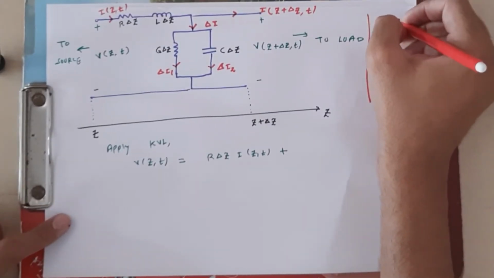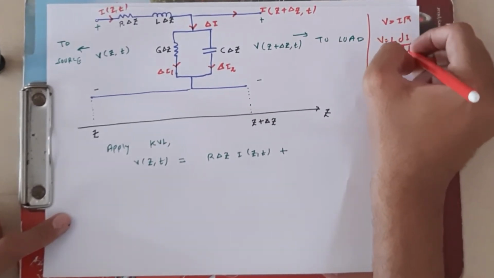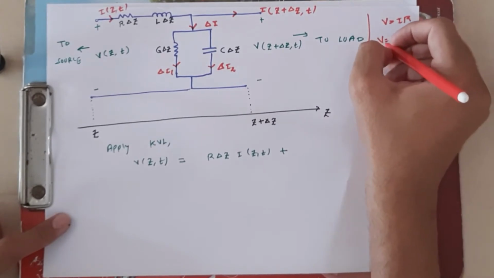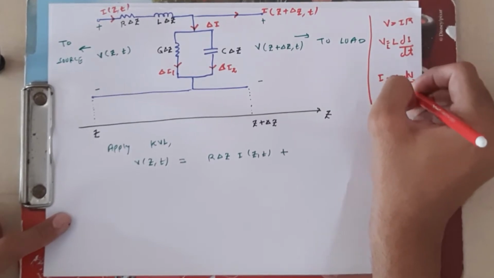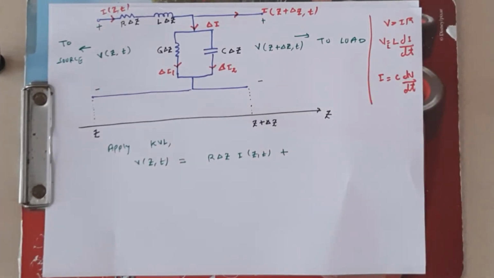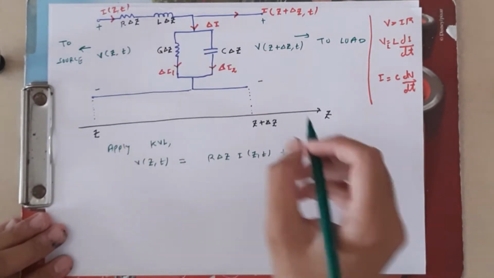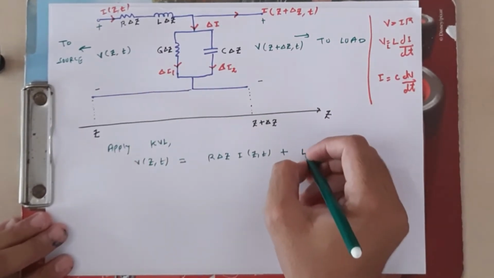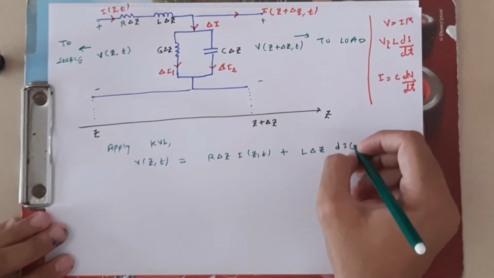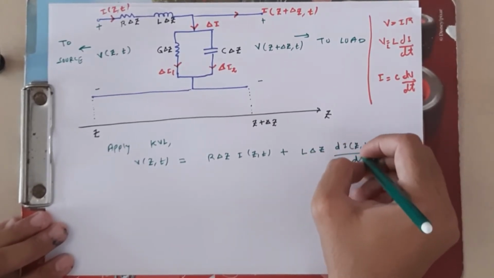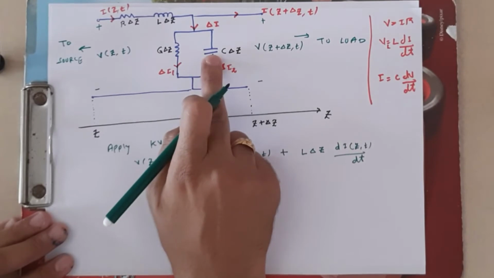First of all, I write the voltage across a resistor: V is equal to IR. The voltage across an inductor: V is equal to L di by dt. And the current through a capacitor: I is equal to C dV by dt. We need these three equations. So R delta z, I(z,t). Then what about the inductor? The voltage across the inductor is L delta z, L di(z,t) by dt.